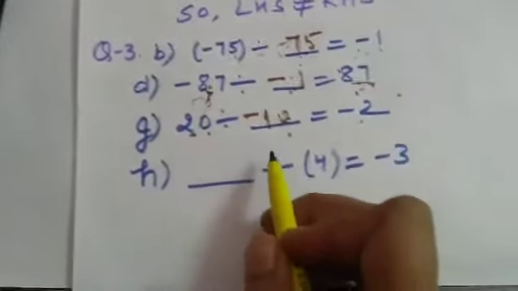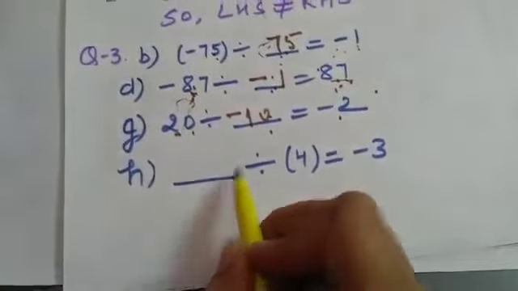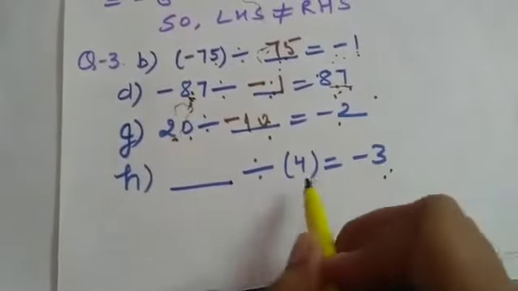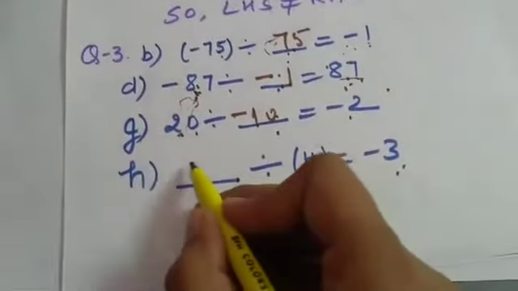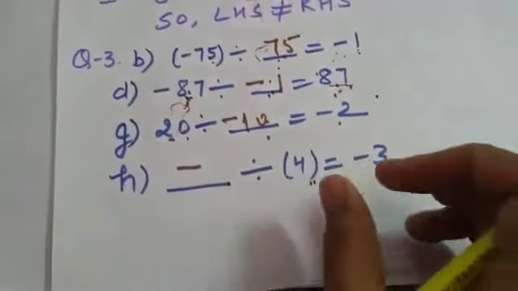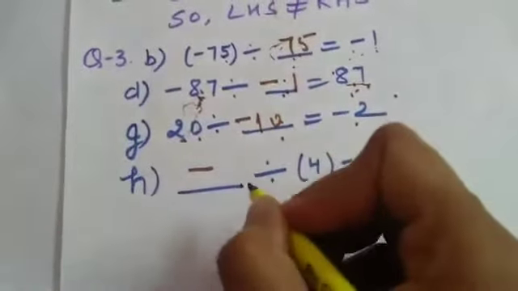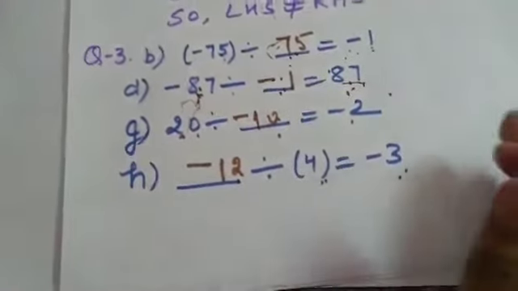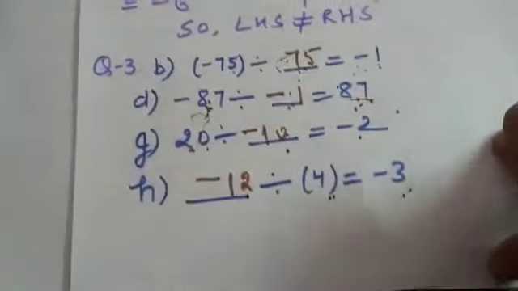Here it is the H part I have taken. By which number should we divide 4 so that I get -3? Here it is minus and here it is positive, so it will be a negative integer and the numerical value will be 12, because 12 divided by 4 gives 3. So this is all about question number 3.